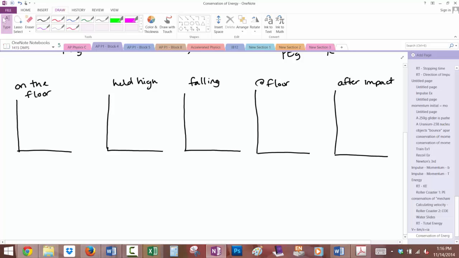Okay, so let's start by deciding on an h equals 0. Does that sound okay? So that we're all talking about the same thing. Does anybody have a suggestion? Where do you want h to be 0? At the floor. Okay, so I'm going to write that down just so that we don't forget. So h equals 0 at the floor.